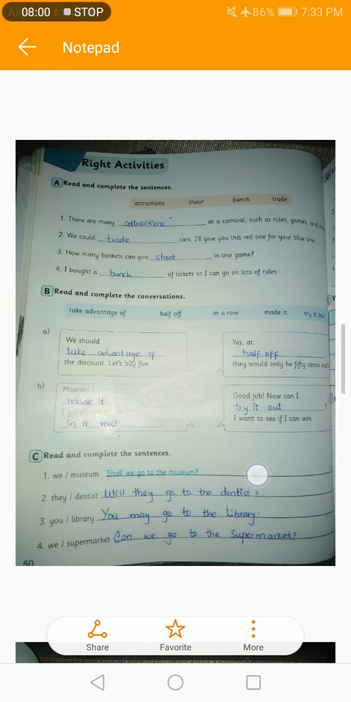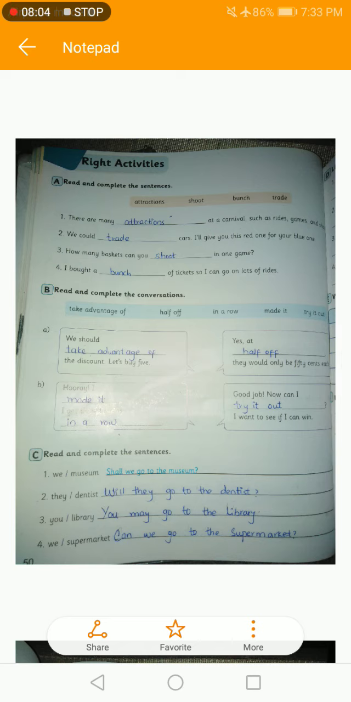Now come to page number 50. On page number 50 we have write activities. Read and complete the sentence. We have the words attraction, shoot, bunch and trait. So we have to complete the blanks with the correct words. Okay, look at the first blank. There are many dash at a carnival such as rides, games and shows. It is attractions. So you have to write attractions in the first blank.